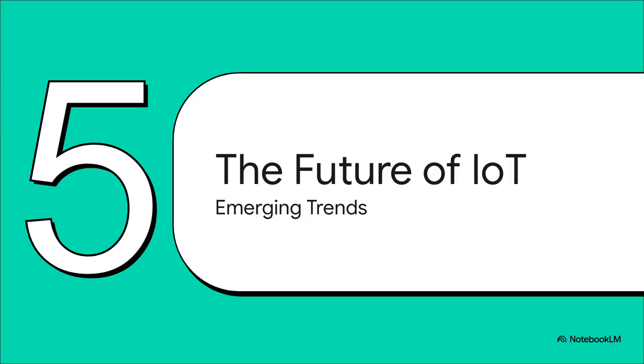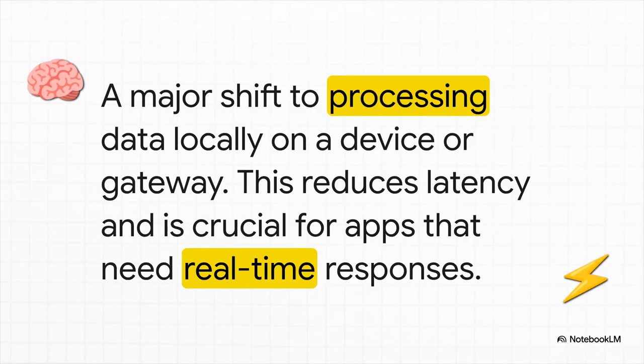This technology is moving at lightning speed, so let's wrap up by looking at a couple of huge trends that are really shaping what's coming next. First up is edge computing. And hey, remember that local brain we talked about back in step 2? Well, it's getting a major upgrade. More and more processing is happening right on the device itself, not in the cloud. This is absolutely critical for things that need instant responses, like a self-driving car or a factory safety system.